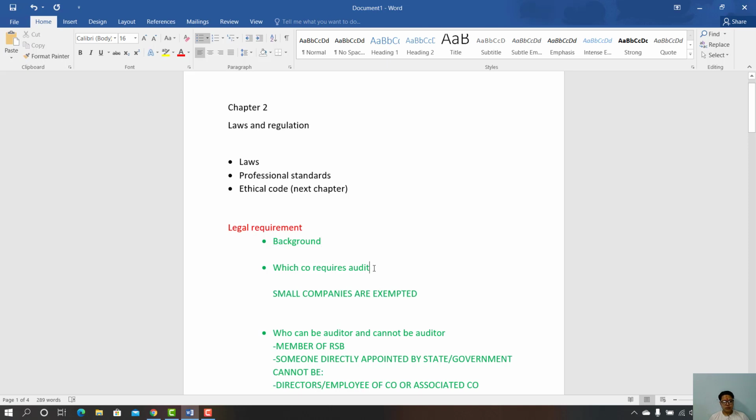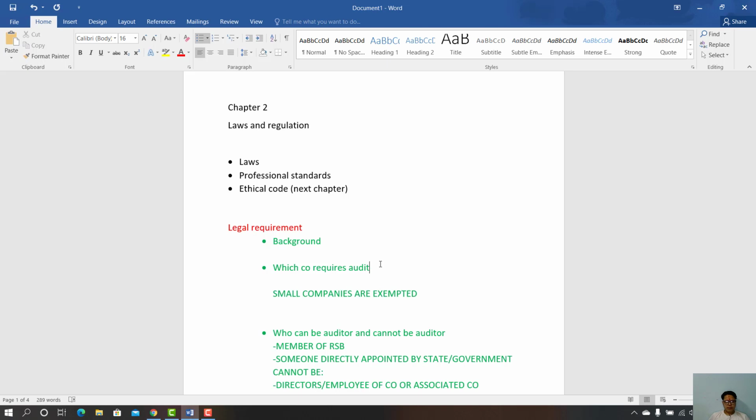So let's go to which companies require audit. Generally all companies should have their accounts audited to protect those shareholders who are distinct from the running of the company, and where directors may be biased when preparing accounts. As we have read in chapter 1, first subtopic, agency theory, that they may be biased, so auditors are appointed by shareholders.